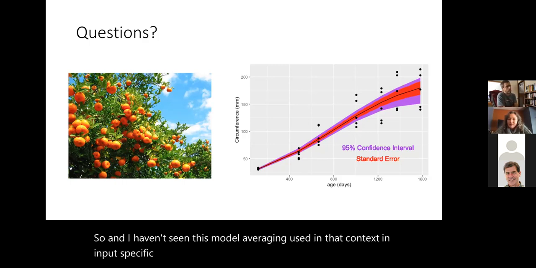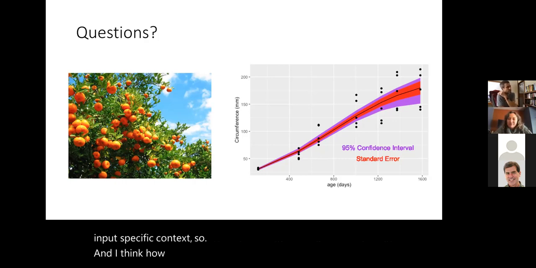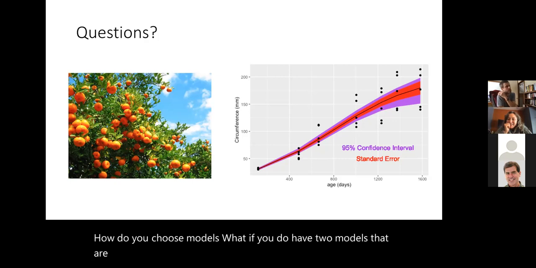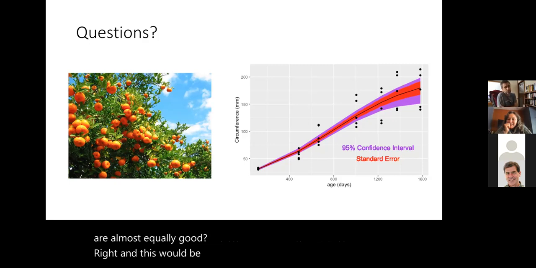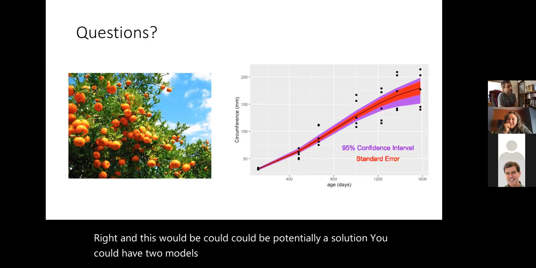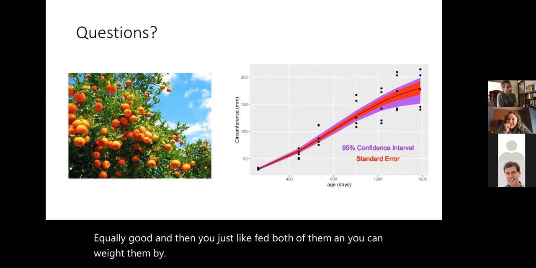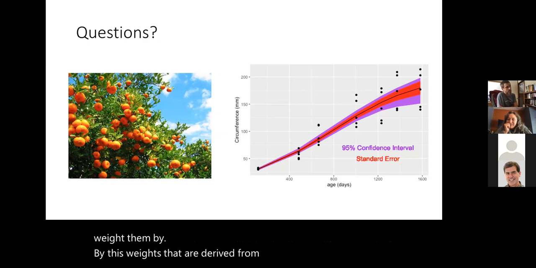And I think, Haldra, last time you asked me, or others asked, how do you choose models? What if you have two models that are almost equally good? This could potentially be a solution. You could have two models that are almost equally good, and then you just fit both of them, and you can weight them by weights that are derived from the AIC or BIC or AIC corrected.